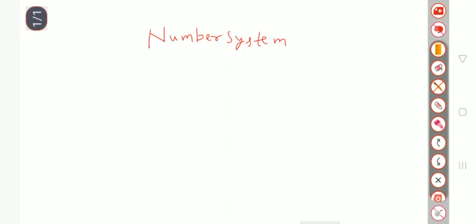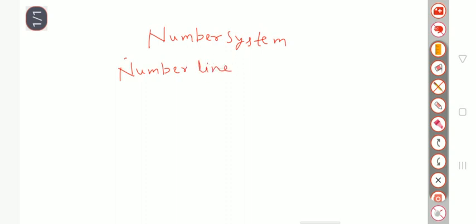In this chapter we have to basically deal with all types of numbers like rational number, irrational number, whole number, natural number and integer. Okay, so according to class 9th, first of all we have to know what is number line.